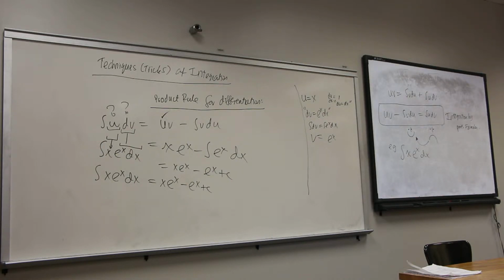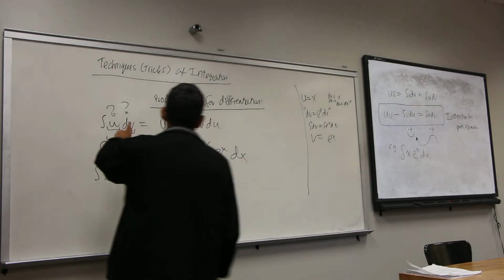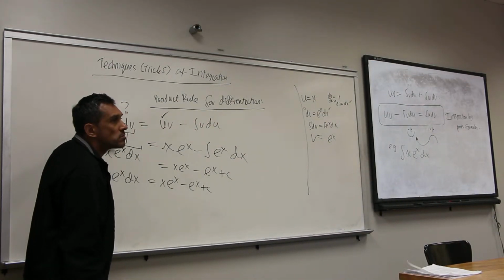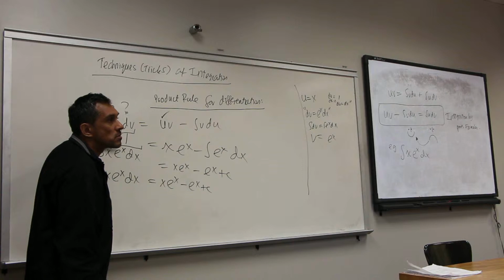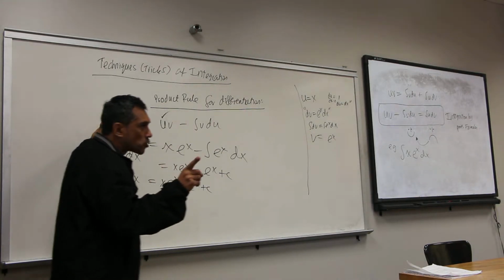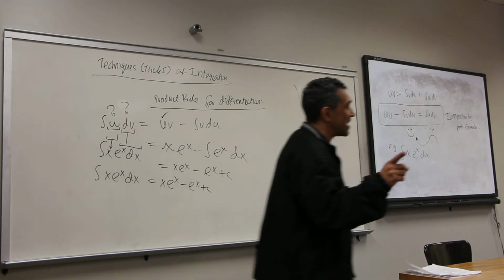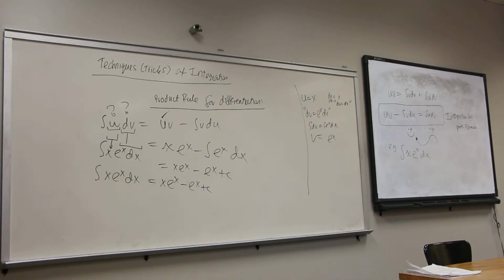The second rule of thumb is that if you don't know how to integrate it, that is going to be U. Again, if you don't know how to integrate it, don't let it be dV. That is another rule of thumb. It's a very important rule. If you don't know how to integrate it, don't call it dV, because dV is what we're integrating.